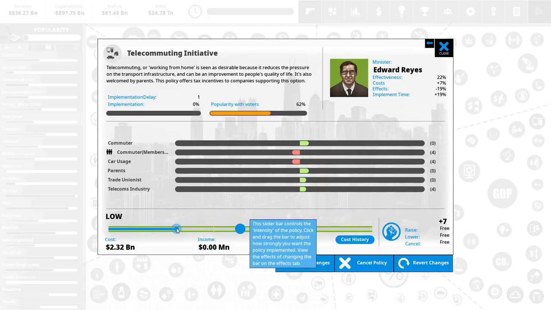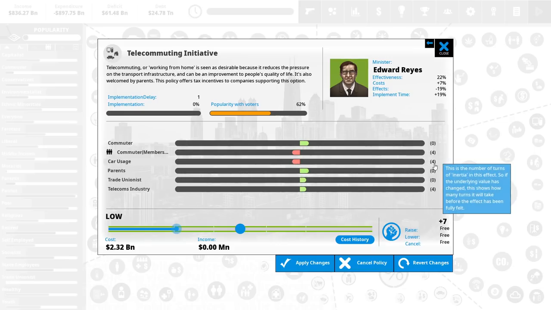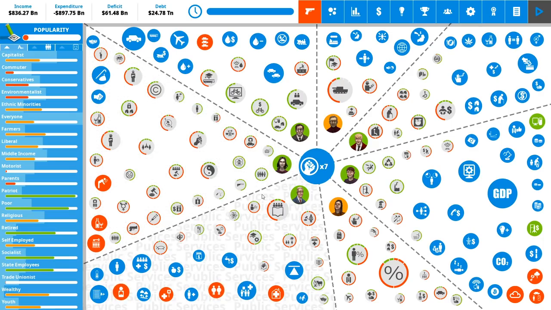We'll spend $2 billion investing in the infrastructure to ensure telecommunication, which is going to be really good for one of our industries. Parents are going to love it. Commuters are going to love it. It's going to be brilliant. And car usage over the next 4 turns, representing a year, will start going down. Okay, this has all been marvelous.